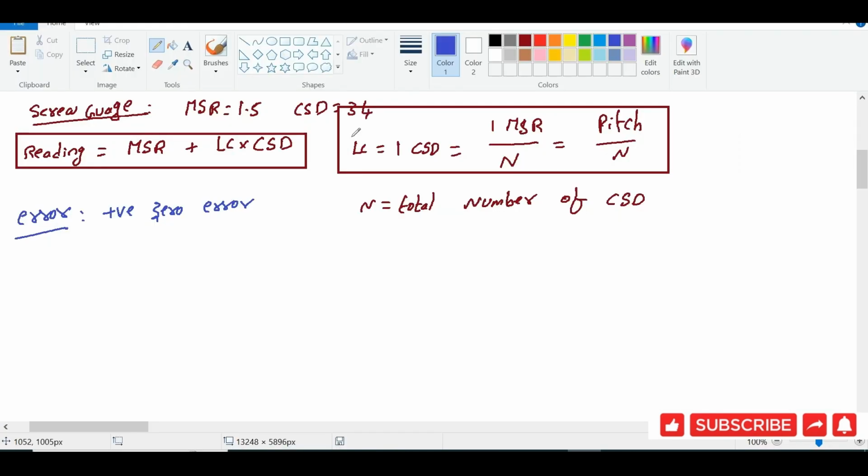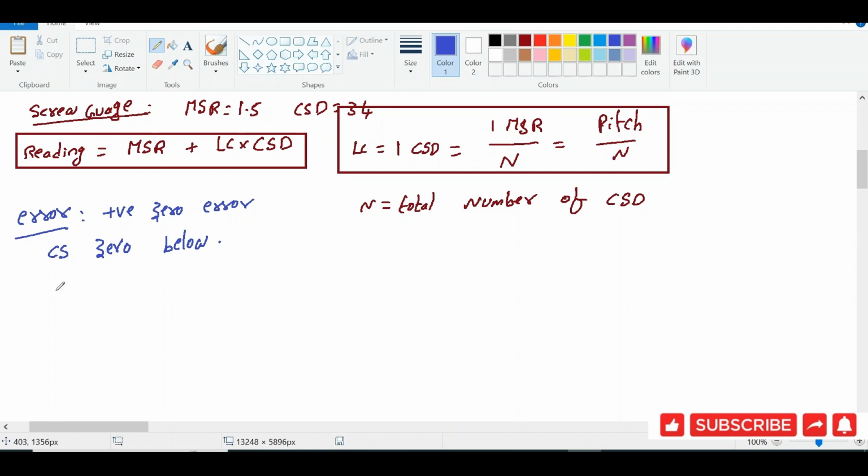Yes. That extra value is the error that you should get rid of. You need to remove it. That is called positive error. Here, circular scale 0 is below the main scale 0. That is called positive error.